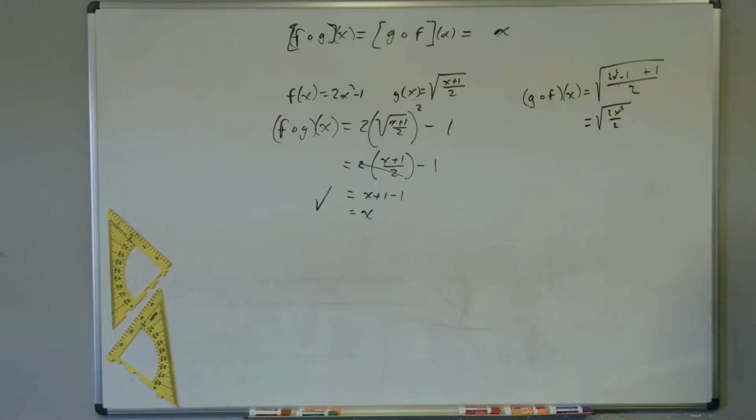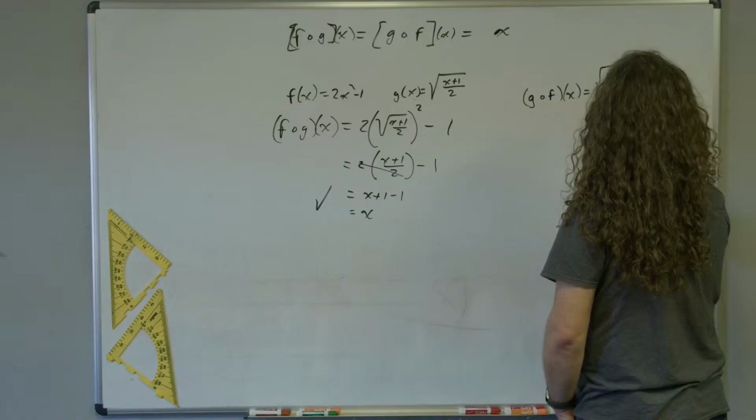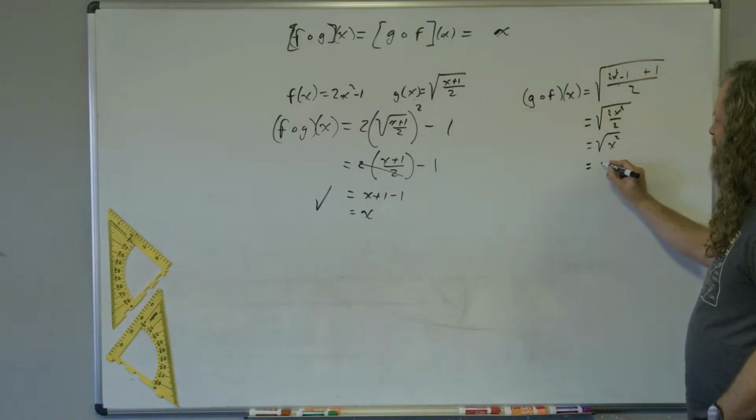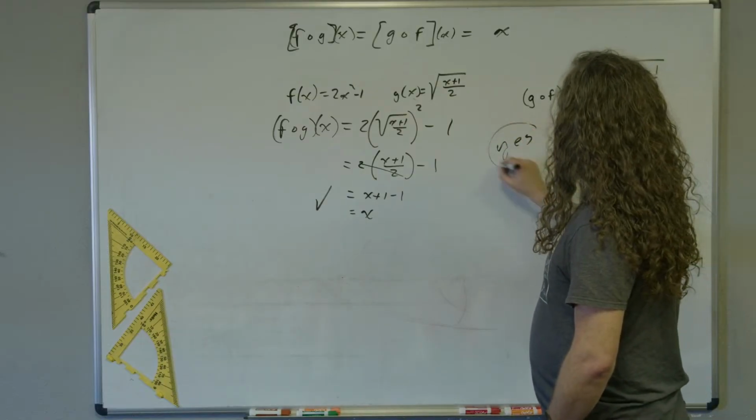No, not yet. 2 divided by 2 is what? 1. So we've got the square root of x squared. Square root and square cancel, leaving us with x. So this works. So yes, they are inverses.